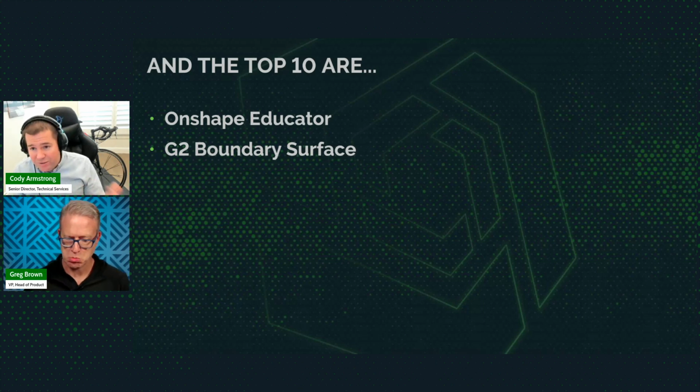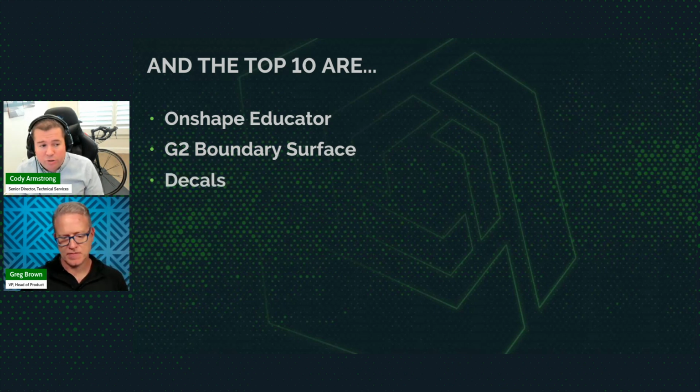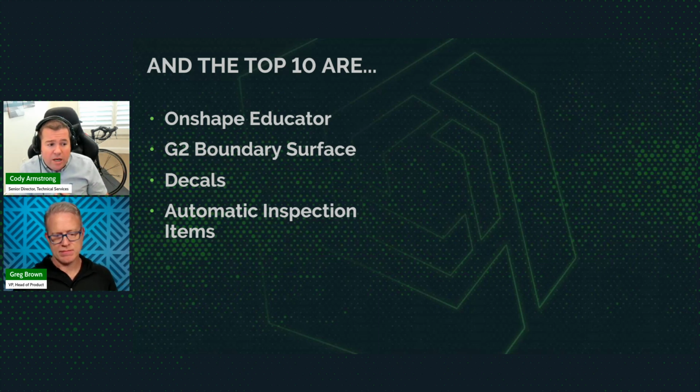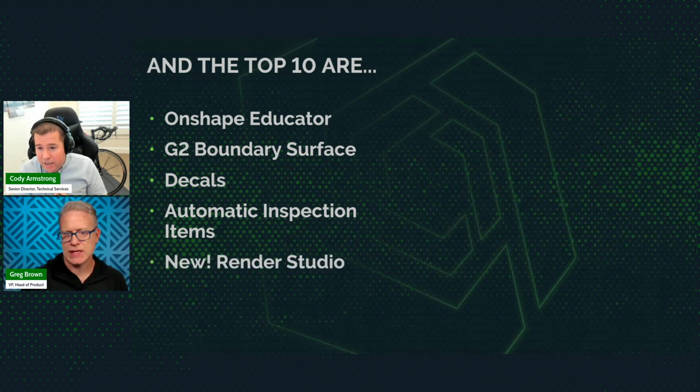G2 Boundary Surface is one that Greg showed, and I think that a lot of users have been requesting, and it's now there, something that will be very much appreciated. Decals, what I showed you earlier, was one of the most requested from a user perspective, and I think people will really appreciate it, coming in at number 8. Number 7, automatic inspection items, something I showed you just a moment ago. If you're doing inspection items in the drawing, it will make that a lot easier.